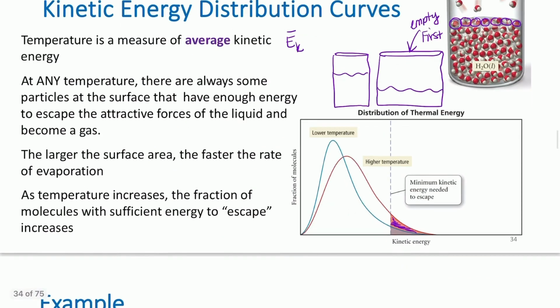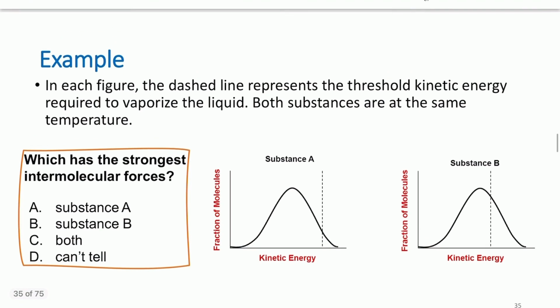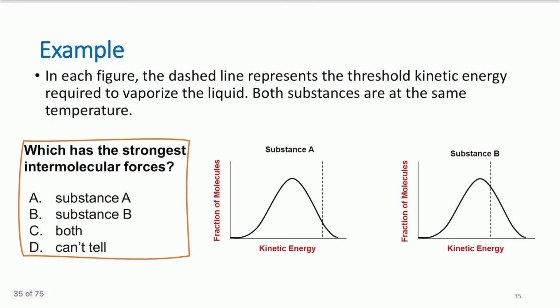With that in mind, can you answer this question? In each figure, the dashed line represents the threshold kinetic energy required to vaporize the liquid. Both substances are at the same temperature. We're not looking at difference in temperature here, so which has the strongest intermolecular forces? I want you to think about this, but then remember what this line means. This line is where the liquid is vaporized. It's the minimum kinetic energy needed to escape.